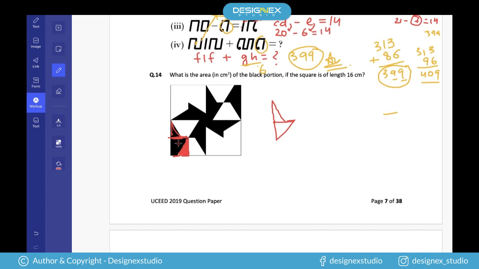So I can count how many of these squares are there. So 1, 2, 3, 4, 5, 6 of them are there. Now the square is of length 4. So this one would be 4, 4, 4 and 4. Total length is 16. So I can calculate the area of this box, that is 4 into 4, that is 16. The number of squares that we counted was 6. So that is 96. 96 is the answer, guys.